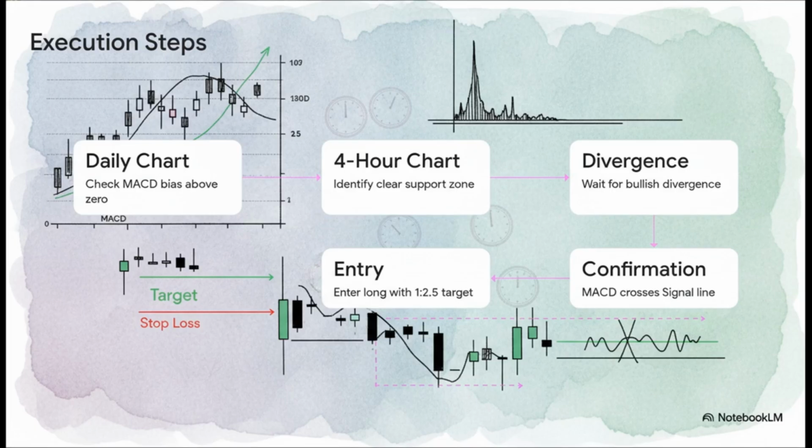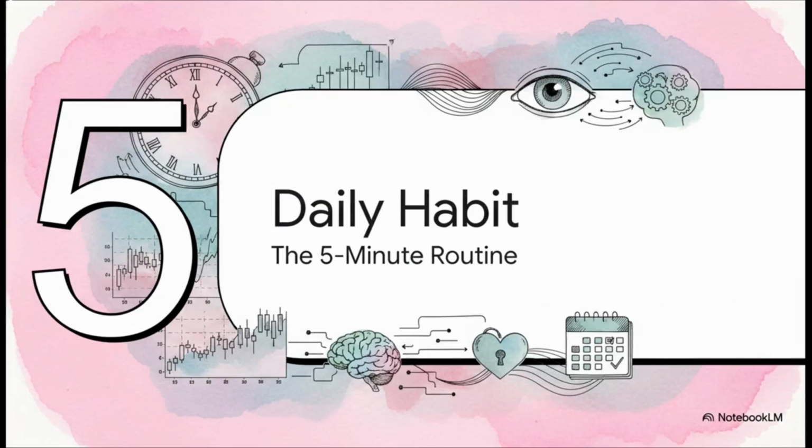Step 4. We wait for confirmation. The MACD line crosses the signal line. Step 5. We finally enter long, putting our stop loss safely below that support zone. And Step 6. Target the next resistance level, locking in a clean 1 to 2.5 risk to reward. Methodical, objective, totally stress-free.